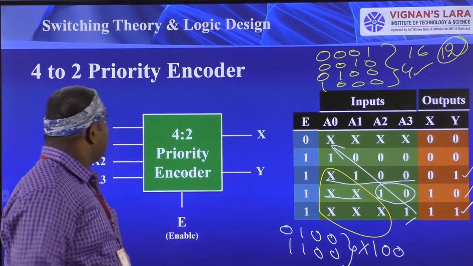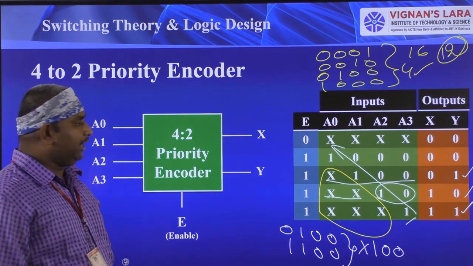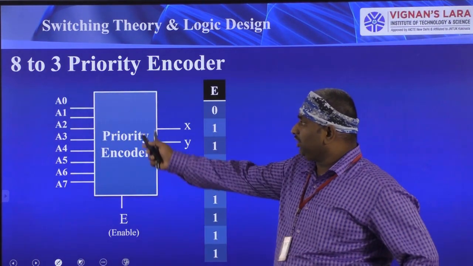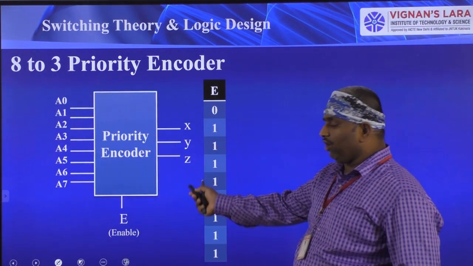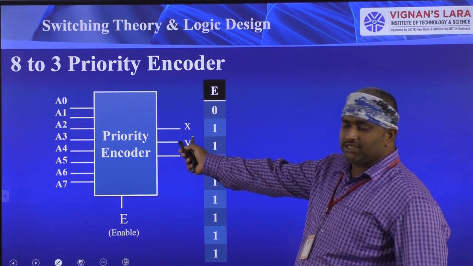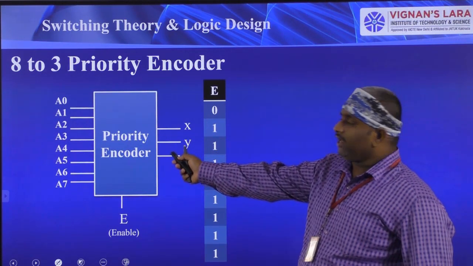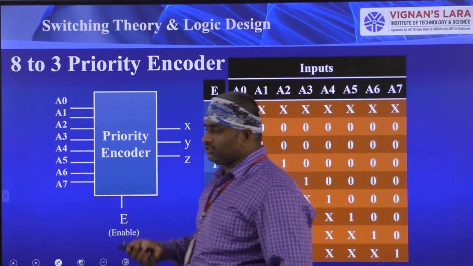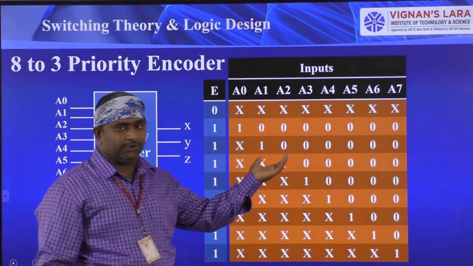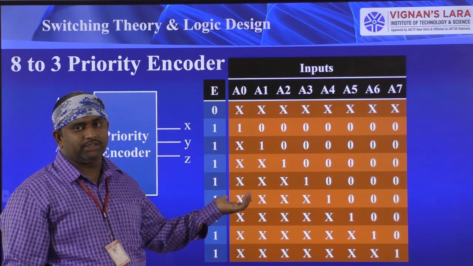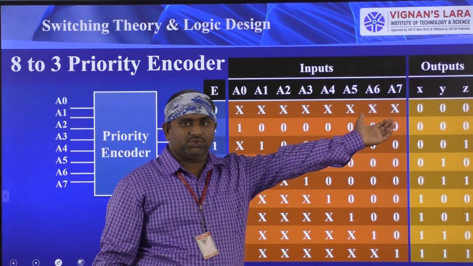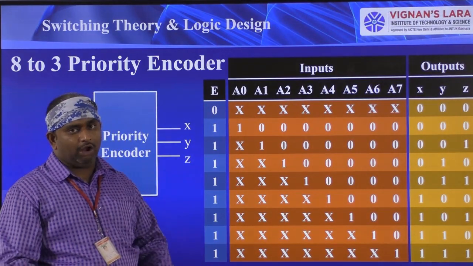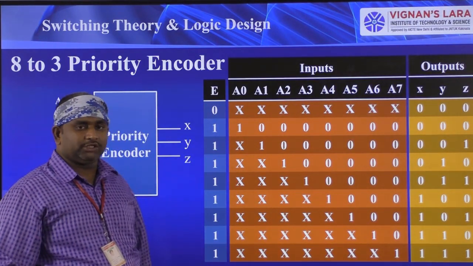Okay, this is about 4 to 2 priority encoder. In the same way, here 8 to 3 priority encoder. So here we have 8 inputs and 3 outputs, 1 enable signal. This is also like a normal encoder, 8 to 3 encoder. This is 8 to 3 priority encoder. So the change here is only the truth table. From this truth table you have to derive the Boolean functions for the XYZ outputs. Then you have to construct the logic diagram.